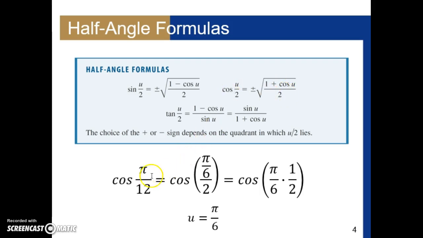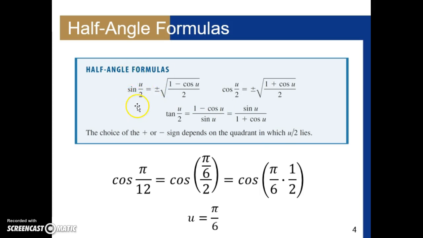Now, let's say that they ask us to find the cosine of pi over 12. And we don't have our calculator, and pi over 12 is not an exact value angle measure. But we recognize that pi over 12 is pi over 6 divided by 2. Here's the algebra that goes with that. So pi over 6 divided by 2 is pi over 6 times 1/2. That makes, in this instance, u pi over 6. And if we know what u is, then we do have an exact value angle measure, and we can turn that into the side ratio that we know for cosine.